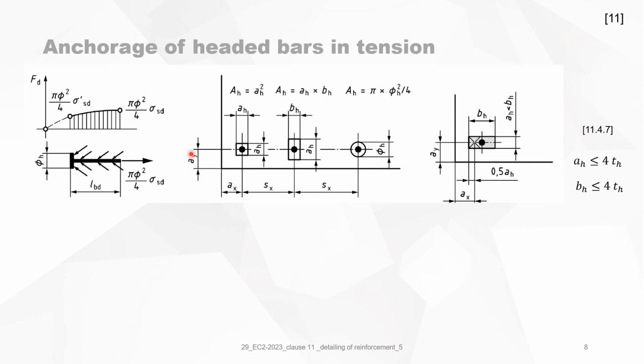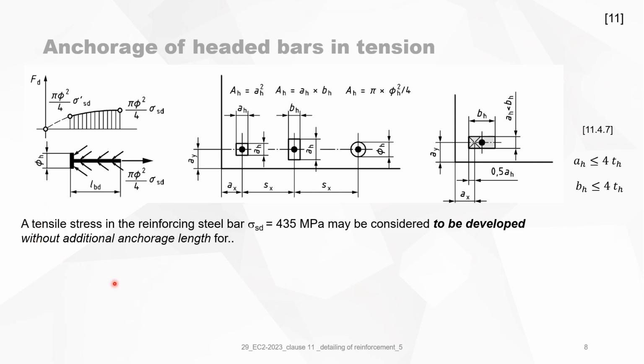Then the definition of AY, AX, and SX, we've seen that before. Pay attention that SX is now not the clear distance, but the center-to-center distance. So this changes in every application. Sometimes SX is the clear distance, and sometimes it is the center-to-center distance. Confusing, yeah, that's for sure.